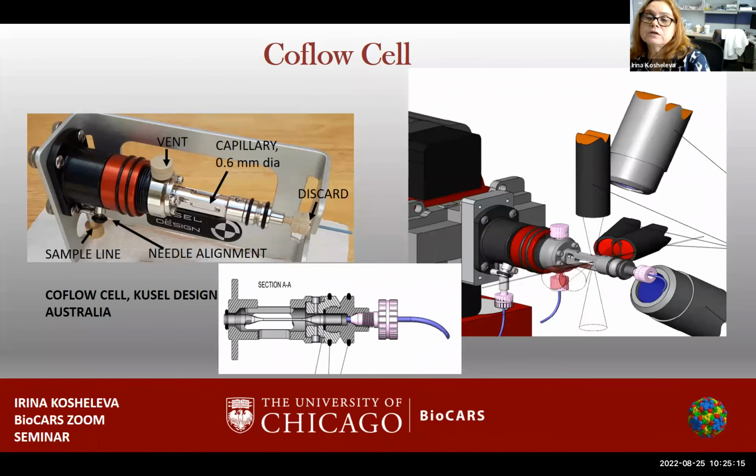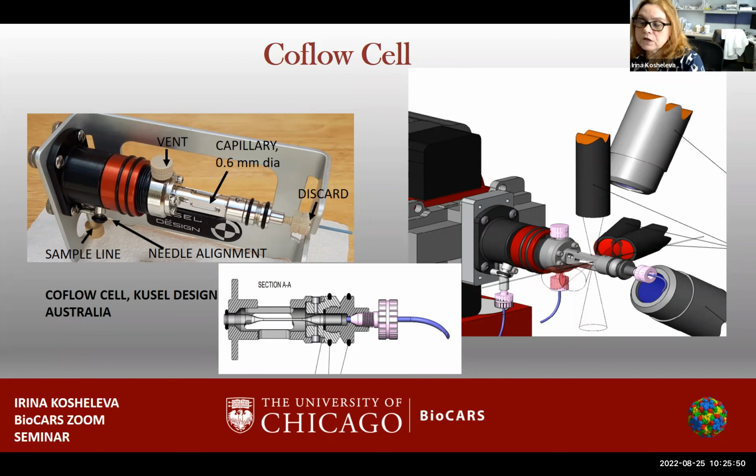This is another slide with the same view. This is the flow cell mounted in the provided support, and there are a few images from Crystal Design. This basically shows the guts of the flow cell, how the capillary is mounted inside the structure using O-rings. The capillary is 600 microns in diameter, and the setup so far was very robust.